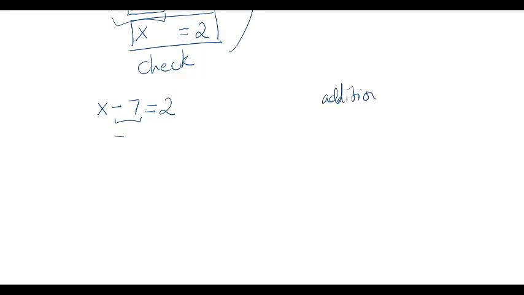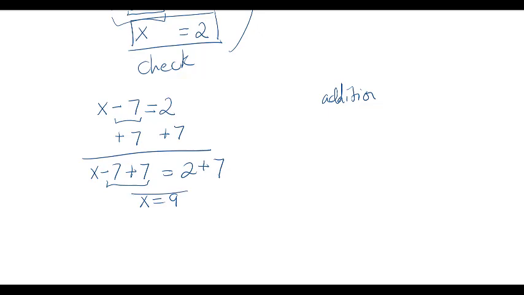So now let's add 7 to both sides of the equality. Again, we always have to use the same operation on both sides of the equation. So we have x minus 7 plus 7 equals 2 plus 7. Again, our negative 7 and positive 7 here will cancel. They'll give us 0, and we have x equals 9. And again, we can check our result by substituting inside our original equation.